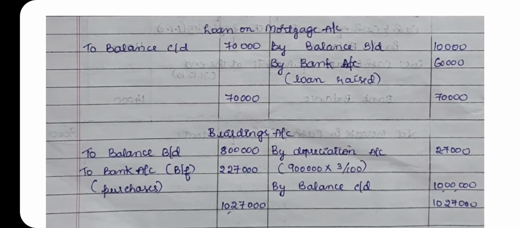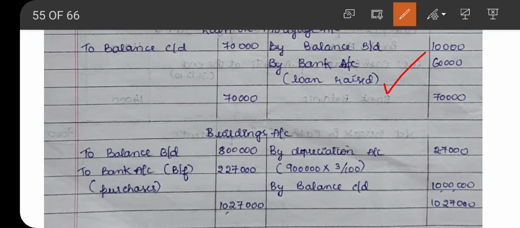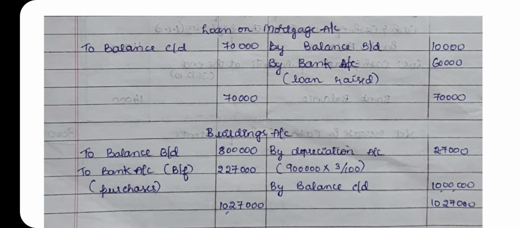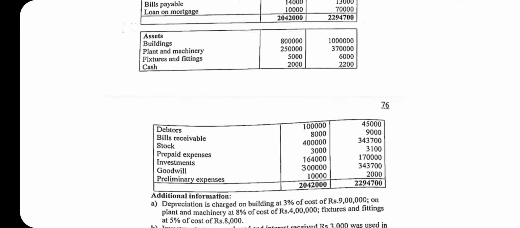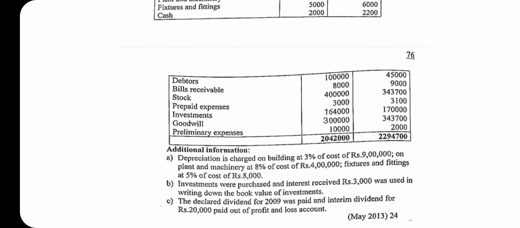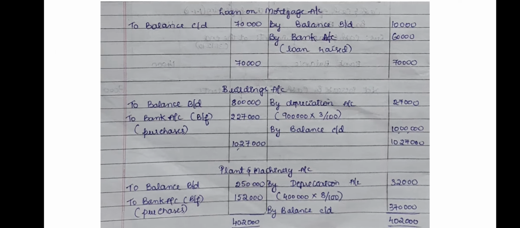Regarding loan on mortgage, when they have borrowed additional loan, it is an inflow item. It is an item of inflow of cash. So you need to add it under the heading cash flow from financing activity. Under that inflow, you need to enter 60,000. So the next item is building. Opening balance is given in the problem, closing balance is given in the problem, and also 3% depreciation will be charged on the building, and the cost is 9 lakh. So you can see the working note.